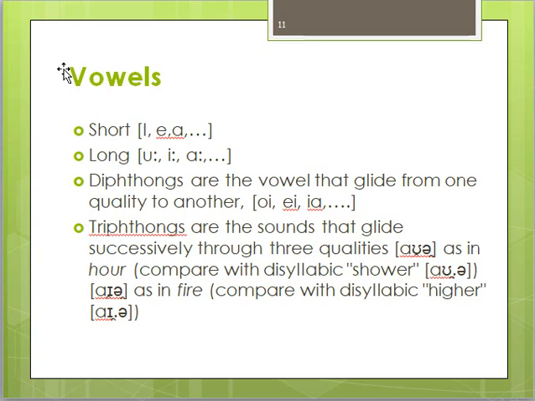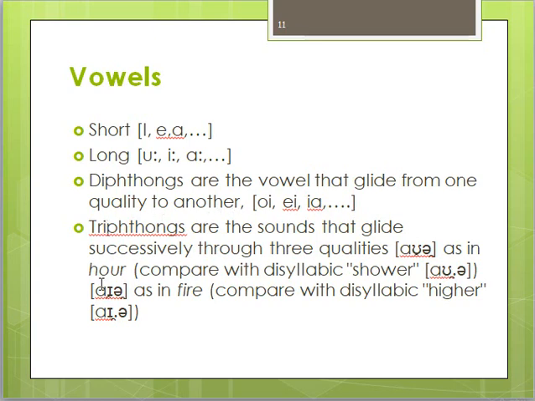Vowels are the second broad or major type of sounds in general. As we said, sounds are either consonants or vowels. Vowels are of three or four types: short and long vowels, which are called monophthongs. Then diphthongs, the combination of two vowels, one short and the other long. Then triphthongs, which are the combination of three vowels.